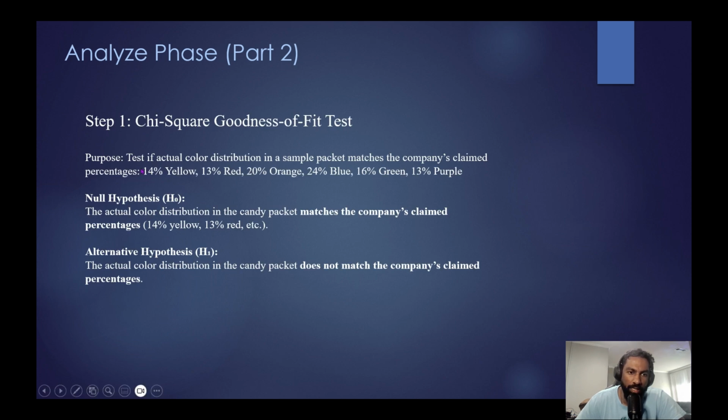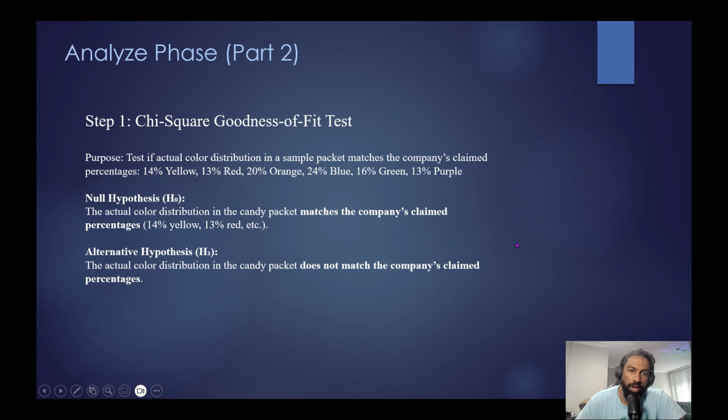The purpose of this test, like I said, is to check if the actual color distribution in the sample packet matches the company's claimed percentages. The null hypothesis of this test is that the actual color distribution in the candy packet does match the company's claimed percentages. The alternative hypothesis is that it does not.